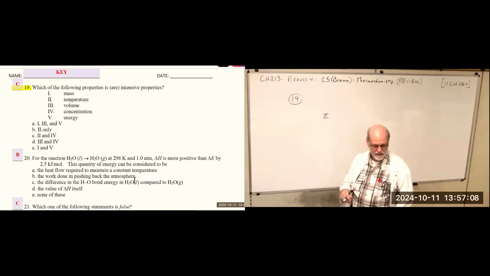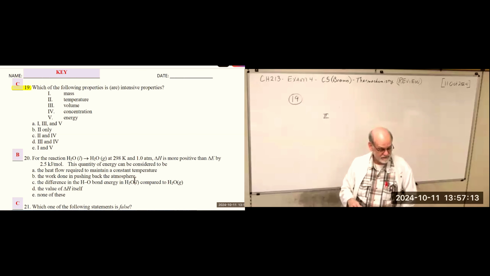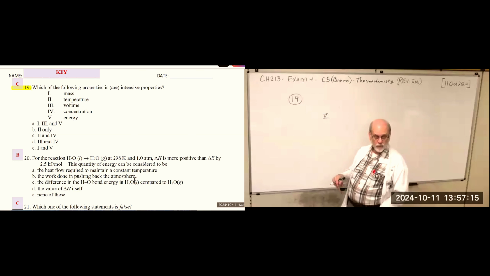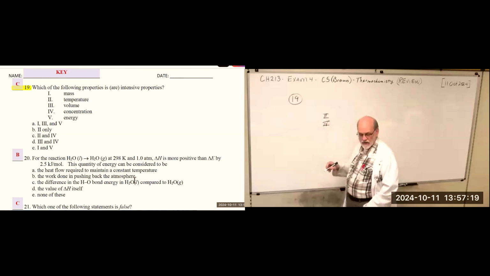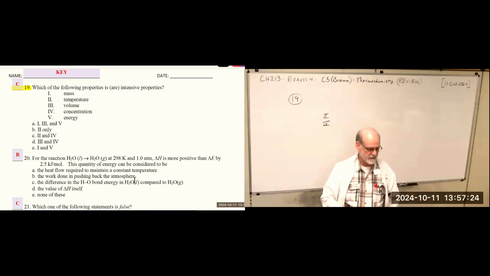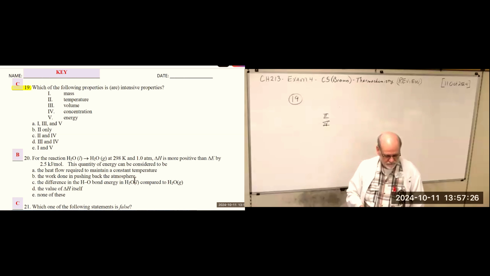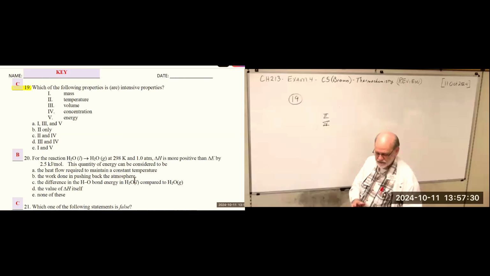That's one of them. Volume changes with the amount of substance. Concentration is uniform throughout a solution, so that one is also intensive, and energy varies with the amount of substance. So you only have 2. C, 2 and 4 are intensive properties.